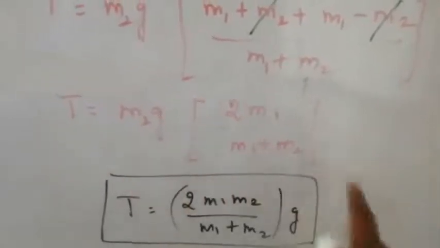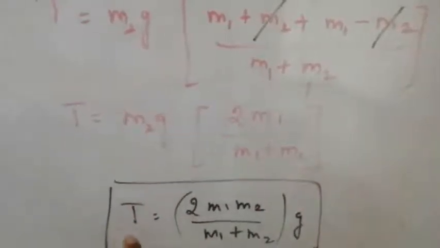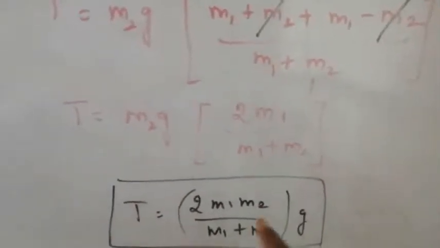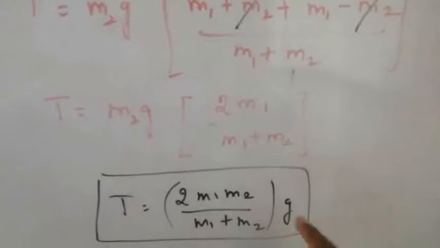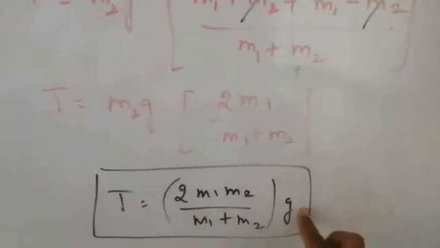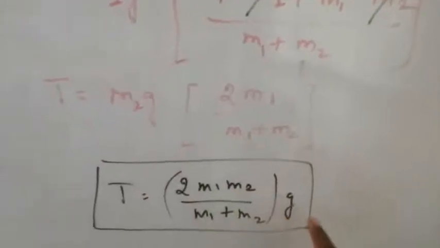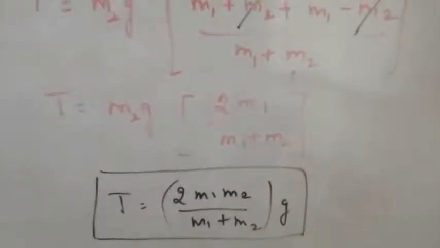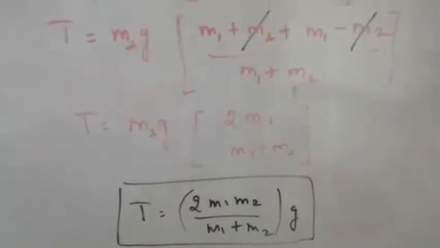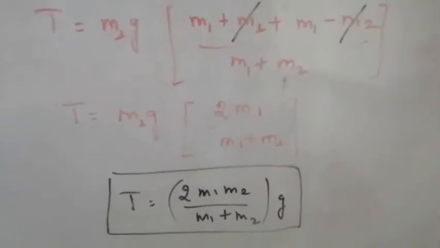Why we have replaced it like this is that any force value should be in the format of mass into acceleration. So it is mass into acceleration due to gravity. This is the total mass of the connected object into acceleration due to gravity g. This is the tension force for the vertical motion of the connected bodies.